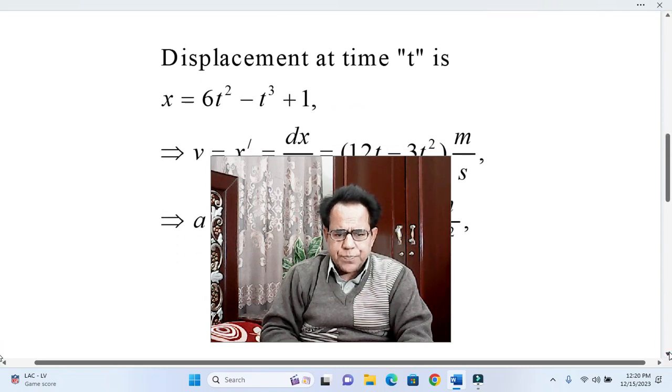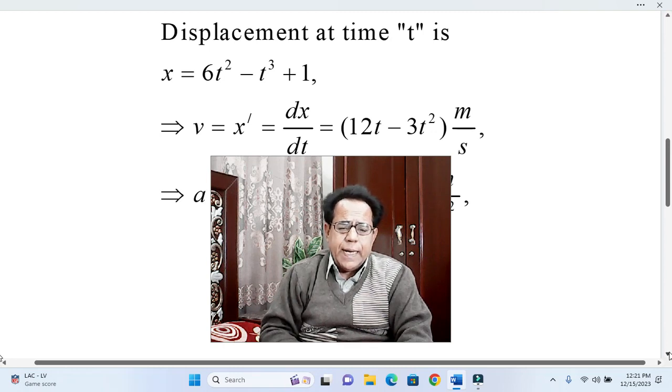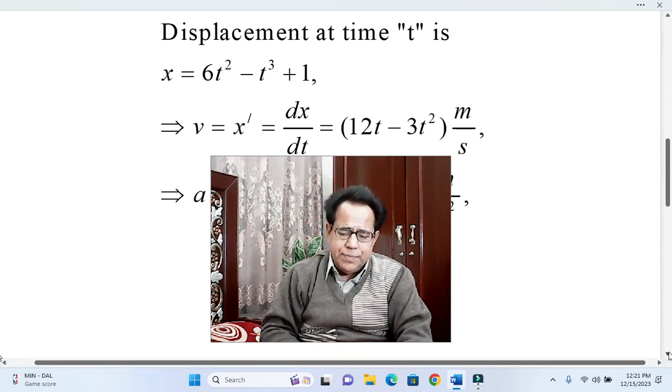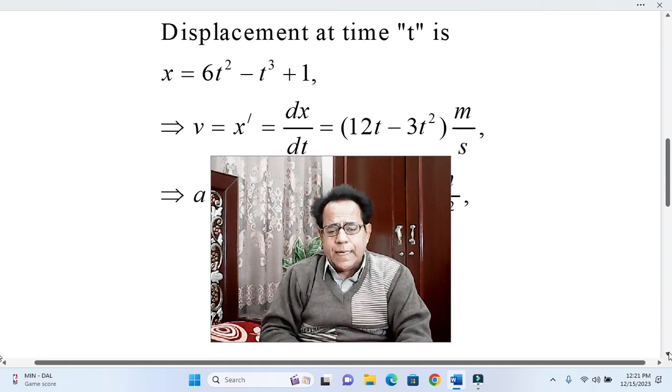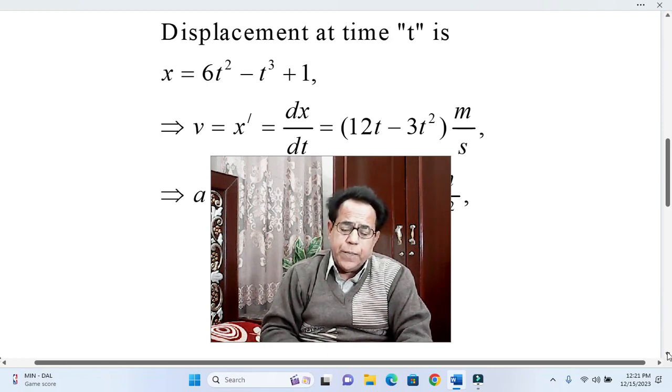Displacement at time t is x equal to 6t squared minus t raised to power 3 plus 1. This is given in the statement. As I have already mentioned, the first derivative of displacement is velocity while the second derivative of displacement is acceleration, or in other words the first derivative of velocity is acceleration. So we are making use of this technique only, nothing else.